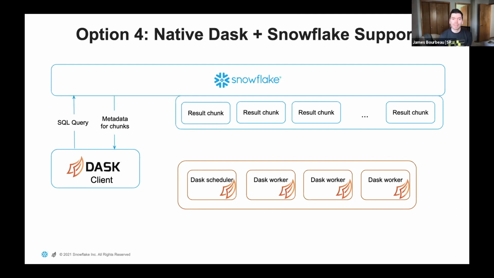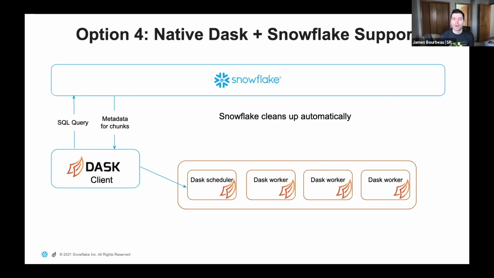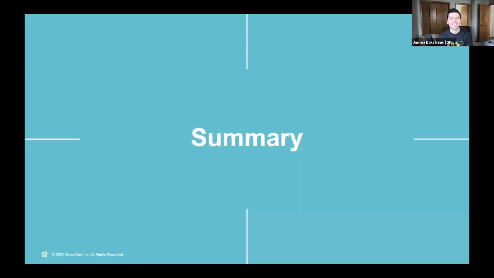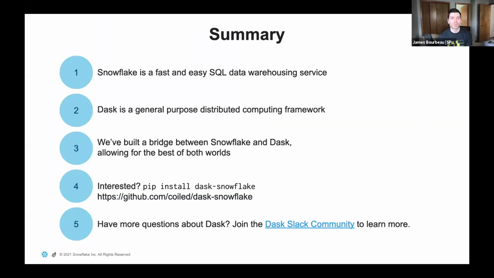Dask will then take that metadata for each of those result queries and send those off to workers in your cluster. Those workers are then able to each independently talk to Snowflake and have the results for each of these chunks sent back from Snowflake efficiently using PyArrow. Because Snowflake is managing all of this data access, it's able to clean up automatically and all is right in the world.